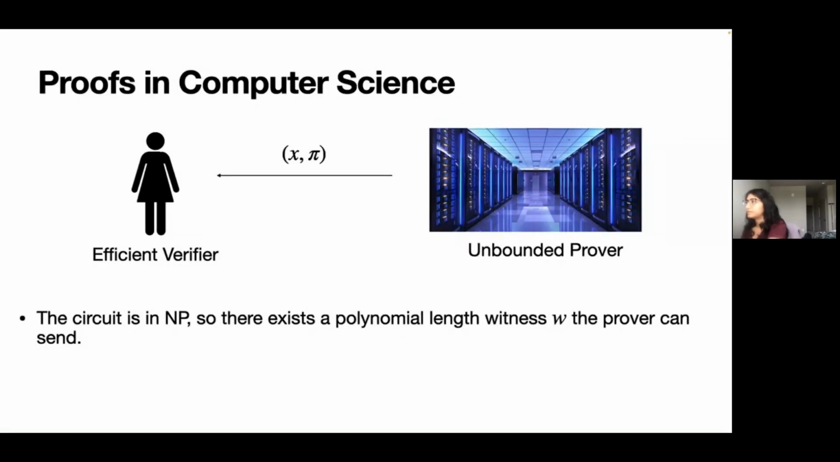Because the circuit is in NP, we know that there exists a polynomial length witness W that the prover can send over to prove to the verifier that it actually computed the circuit. But the question is, can pi be shorter than W? On one hand, the prover could send the entire computation of a circuit. The circuit has this polynomial length witness, so it could send over the entire thing. But because the verifier is efficient, we want the proof to potentially be shorter than the entire computation.